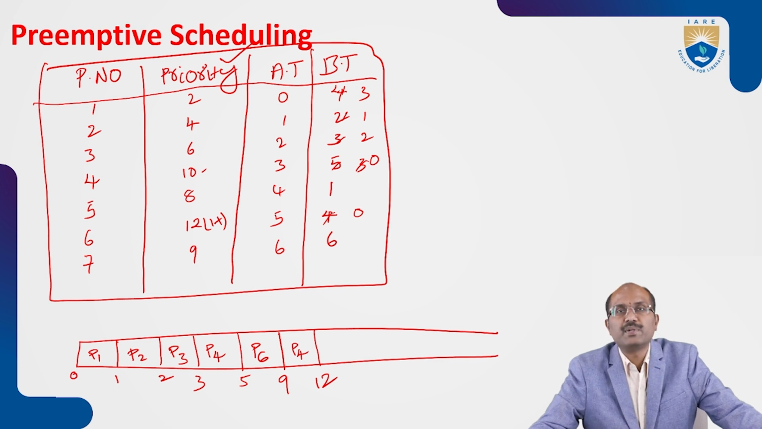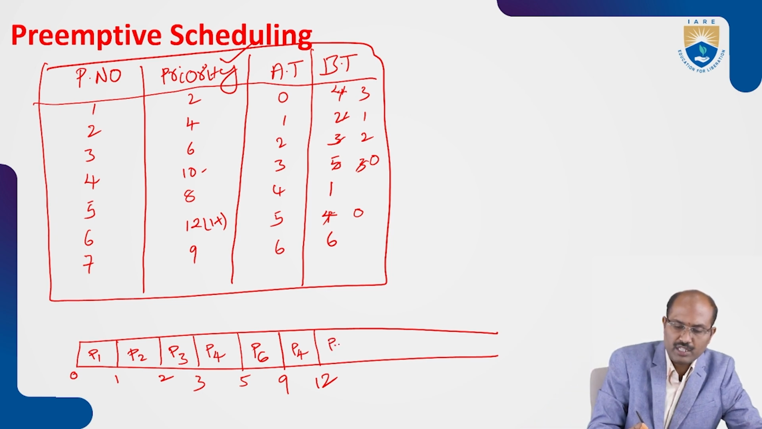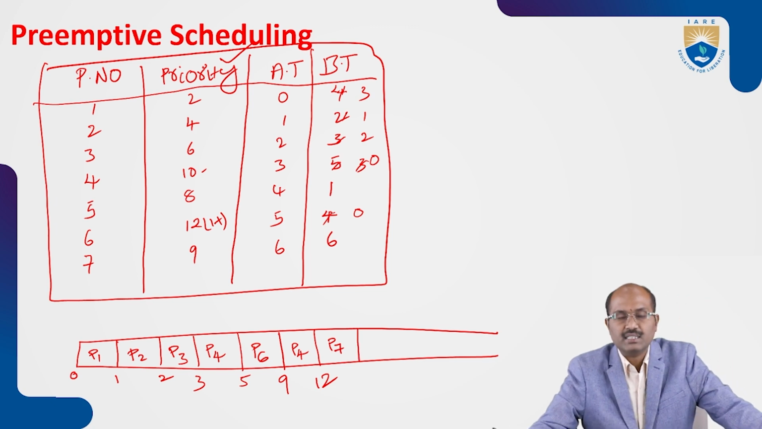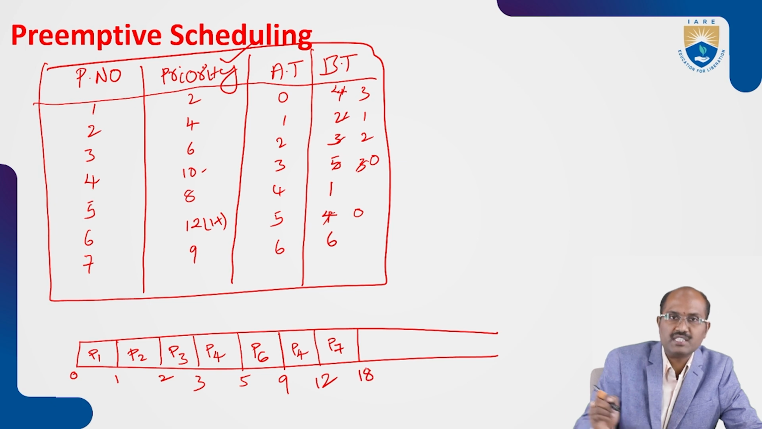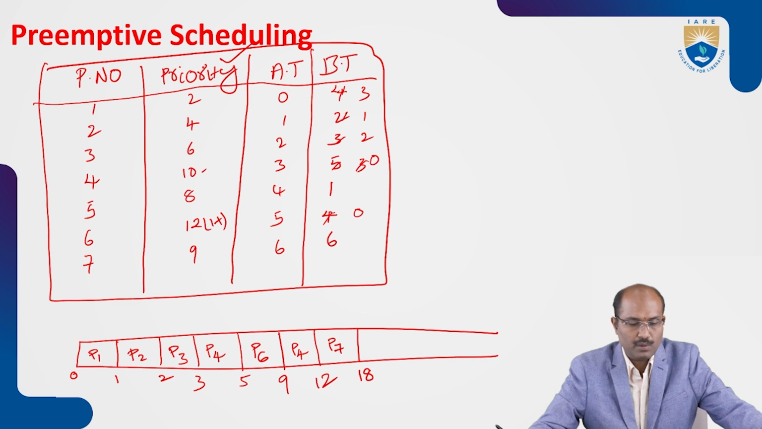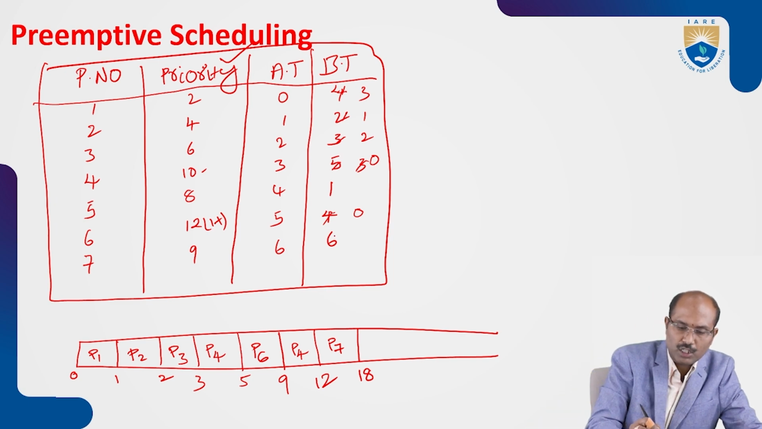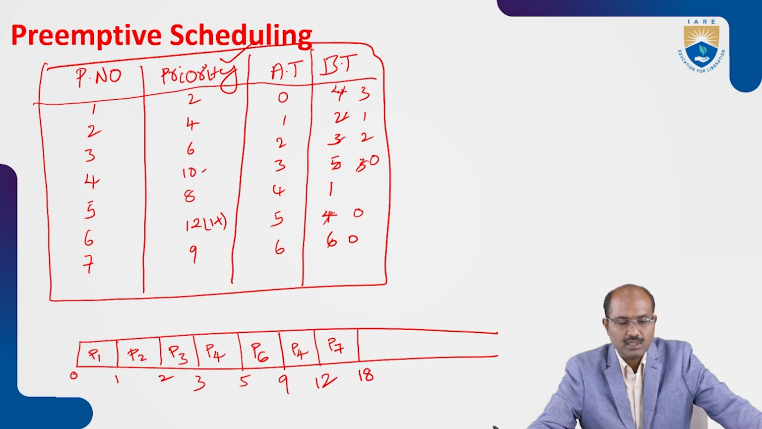So which is the next priority of the process after P4? After P4, the priority goes to P7. So P7 comes and executes in the CPU. Its burst time is 6. So up to 18 units of time, P7 comes and executes in the CPU. P7's burst time becomes 0.